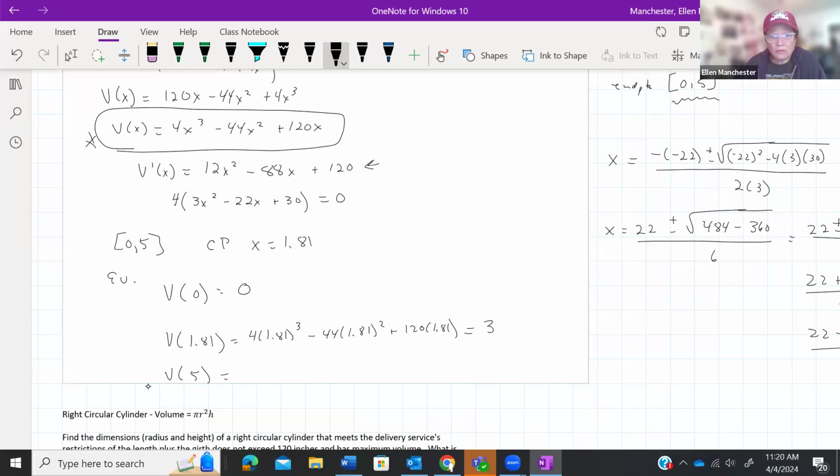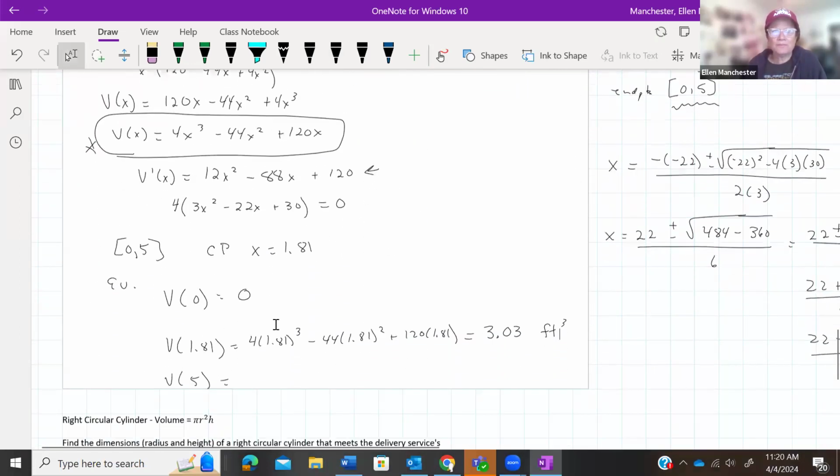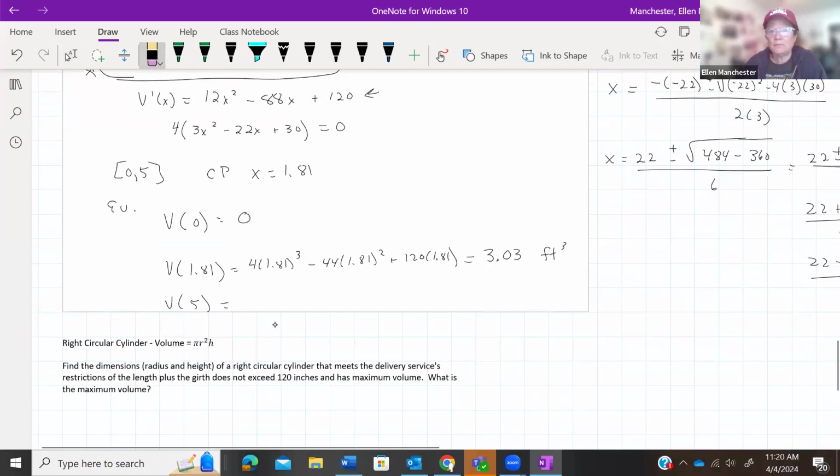We're going to get 3.03, and we'll just round it to 2 places. So this is 3.03 feet cubed. I think it's in feet. Is it in feet? Oh, inches. So inches cubed. And then when you plug 5 in, that's the max, so it's going to go to 0. Okay. So here is our max volume.